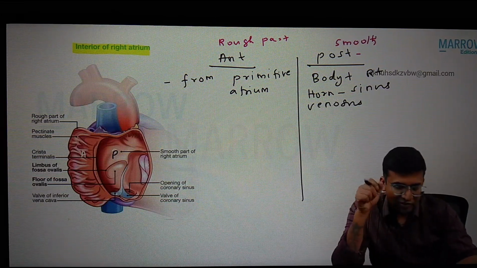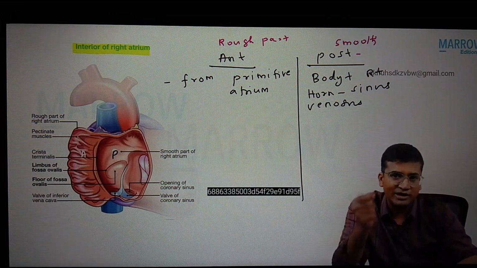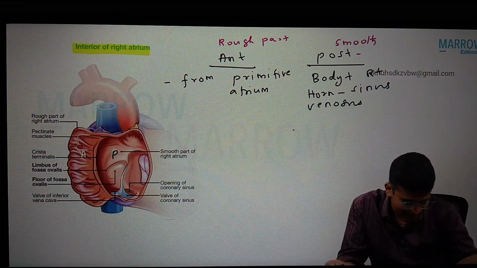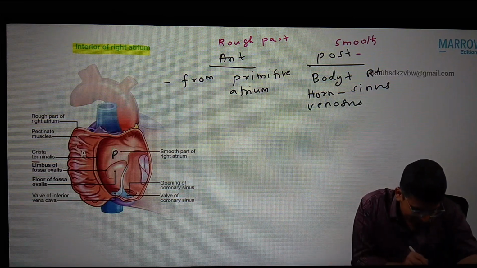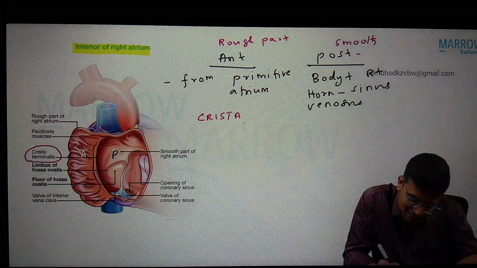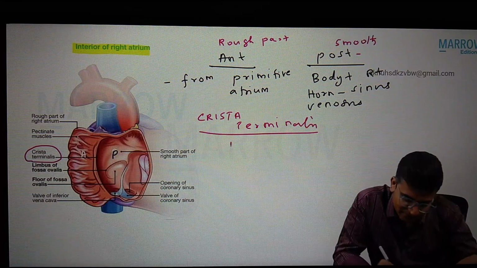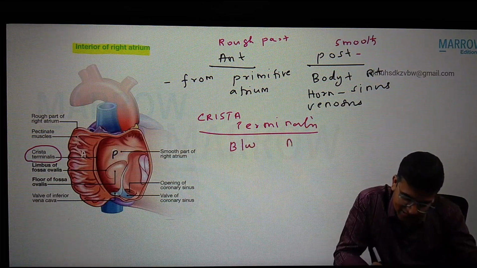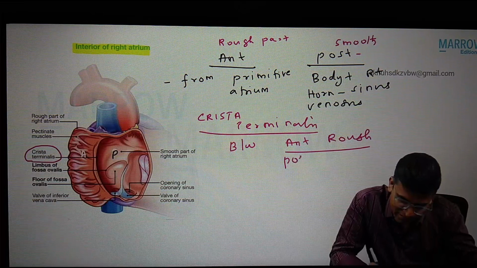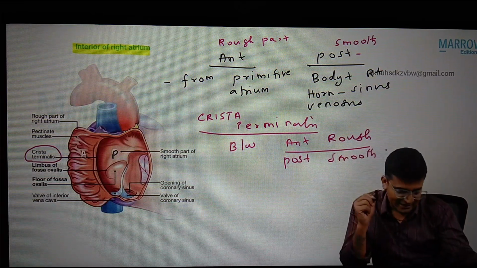Okay, now exactly between the anterior rough part and the posterior smooth part, we have one structure called crista terminalis. Now this is our crista terminalis. So crista terminalis is present between the anterior rough part and the posterior smooth part. Okay, right.